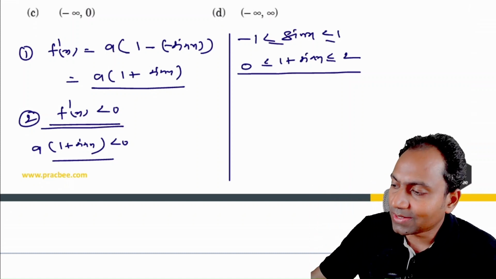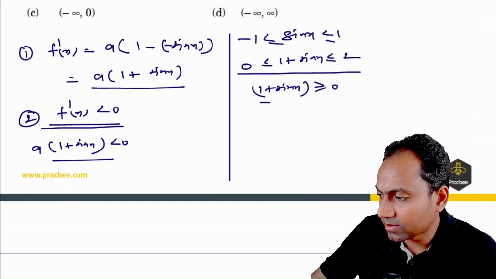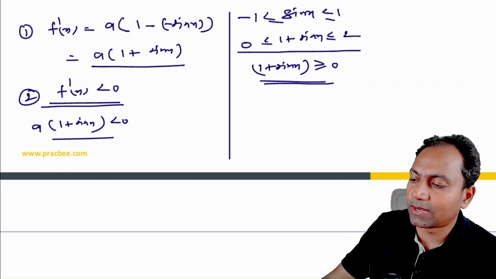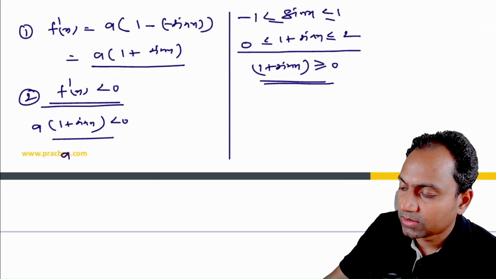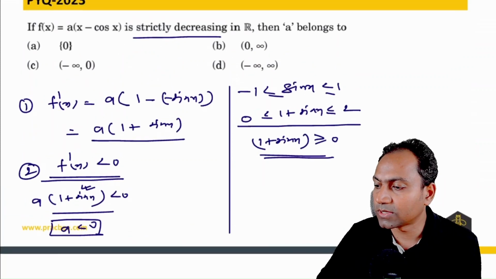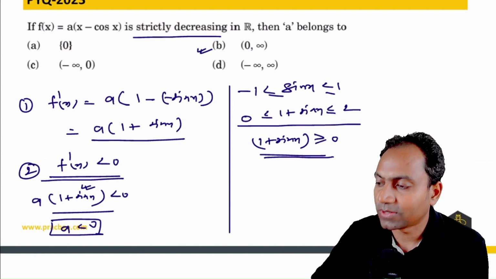So what we can understand is that 1 plus sin x, if I take it as a quantity, will always be greater than or equal to 0. So the value of a, for this to be decreasing, should be nothing but smaller than 0, because this quantity is always greater than 0. So the answer to this question becomes nothing but option B, that is, 0 to infinity.